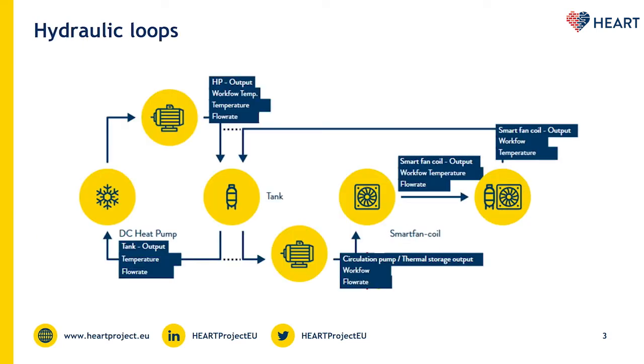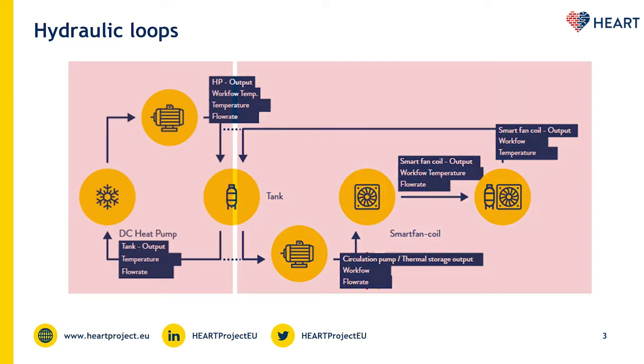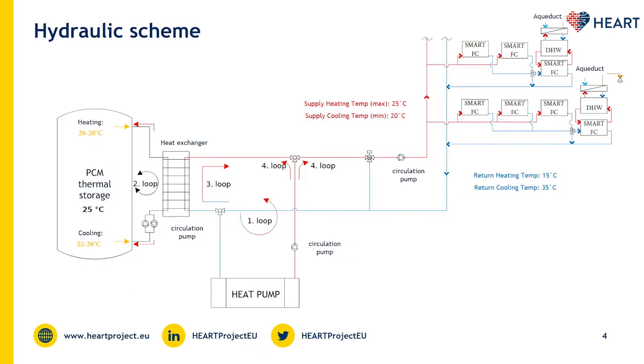Starting from the hydronic part, in this scheme we can see the two water loops. A first loop between the heat pump and the storage tank, or the smart fan coils, and a second loop between the storage tank and the smart fan coils. More in detail, the heat pump can charge the thermal storage through a heat exchanger, or directly provide heated or chilled water to the smart fan coils. In alternative, the storage can be the thermal source for the smart fan coil loop.